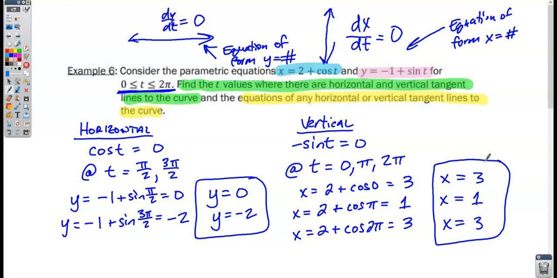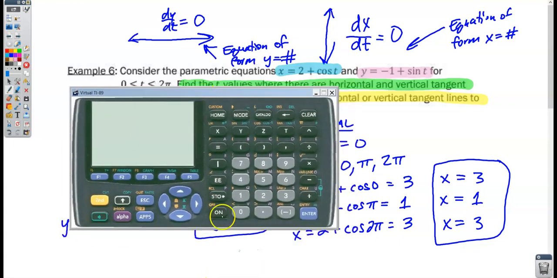All right. Let's take a look at what this curve looks like and see what's going on with these tangent lines. I'm going to go ahead and type this curve into my graphing calculator. So we've got x equals 2 plus cosine of t, and y equals negative 1 plus sine of t. And I want to graph this from 0 to 2 pi.